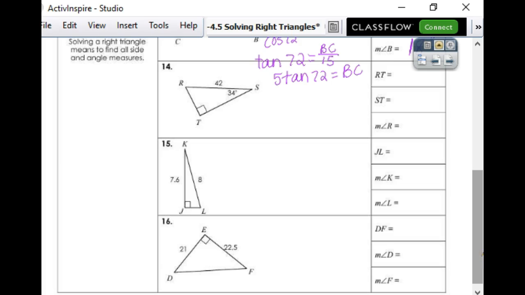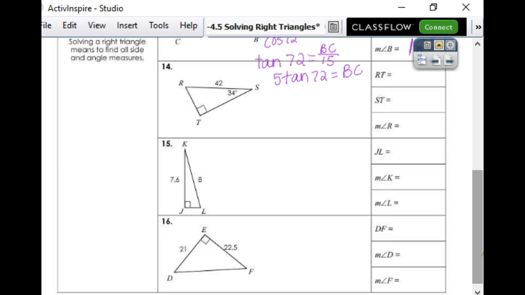Okay, I just wanted to explain one more thing. So look at number 15. This time I don't have any angles, but I have two sides. Can I find the third side? By doing what? Right, we can do the Pythagorean theorem.